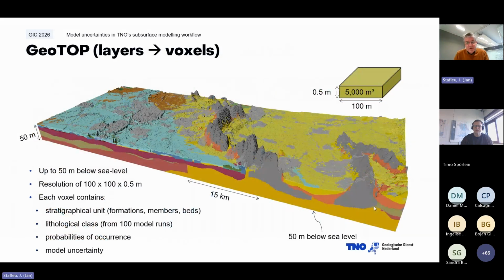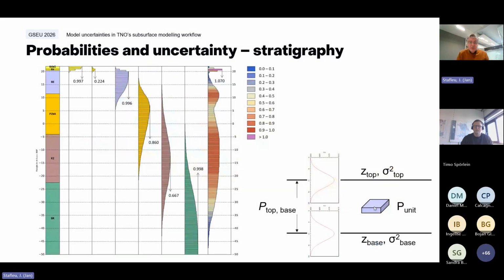Now, I promised that I would get back to the stratigraphy. GeoTop also has the stratigraphy in the voxels derived from the layer-based model. Now we are going to look at a vertical voxel stack, and we're going to estimate the probability that a voxel belongs to a certain stratigraphical unit. The stratigraphical units are on the left-hand side: the blue, the yellow, the brown, and the green units. You can see for each of these units a bar graph representing the probability that a voxel is part of that unit. You can see that the probability is high in the middle of a unit, and drops towards the base of a unit and also towards the top of the unit.